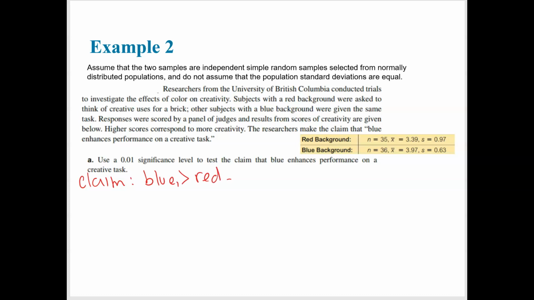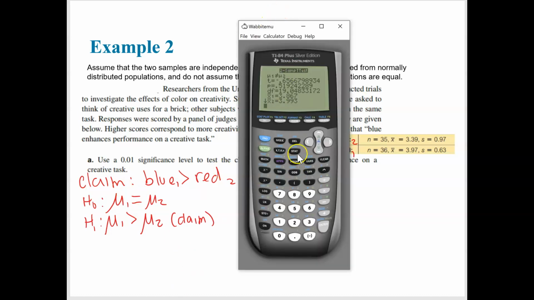So we're going to make blue 1 and red 2. So our null hypothesis and our alternative: the average for the blue would be higher than the red, and then this would be equal to, and this is our claim here. So our blue is 1 and our red is 2. So we'll go straight into the calculator. We're going to go into stat tests, 2-sample t-test.